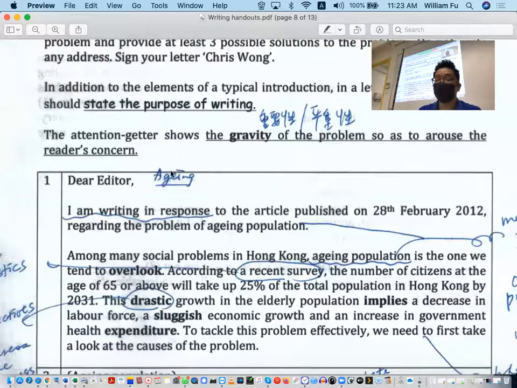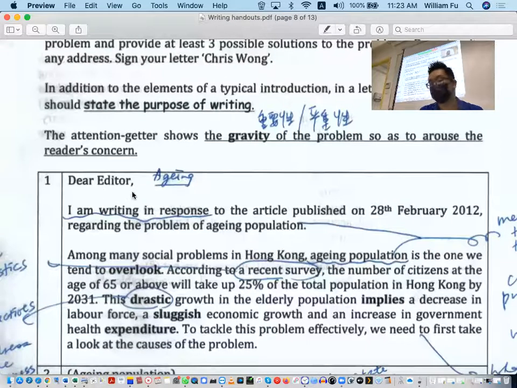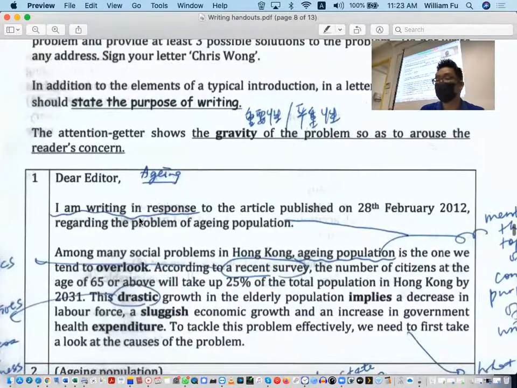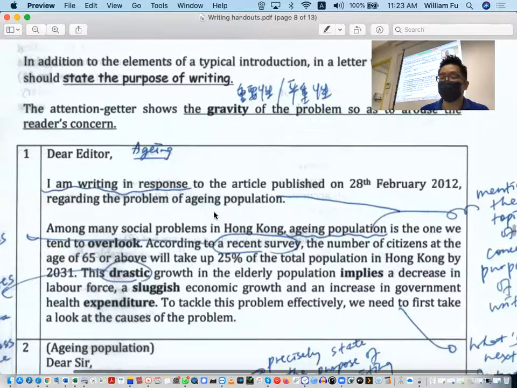All right. So, dear editor, this is about aging. I'm writing in response to the article published on 20th February 2012 regarding the problem of aging population. Now, this is stating the purpose, because you have read an article about this and you want to make some response to it. This is the purpose of writing, not the introduction. Okay, second paragraph.